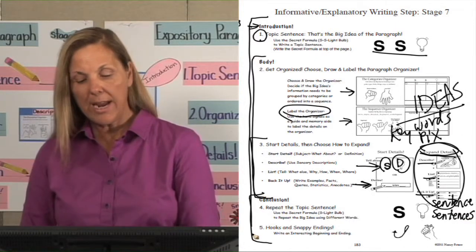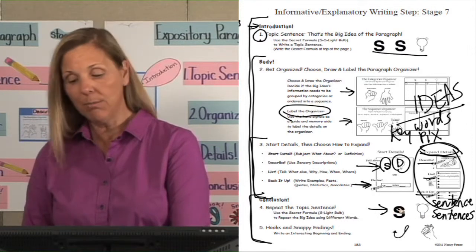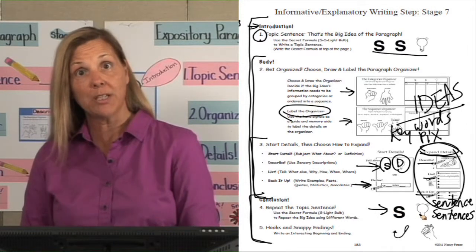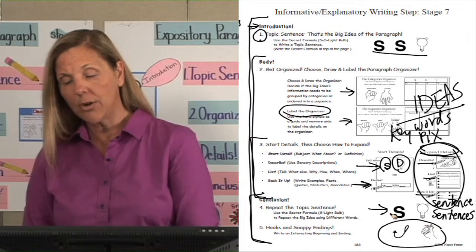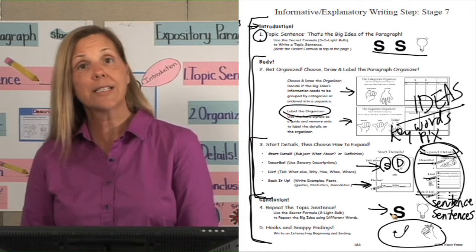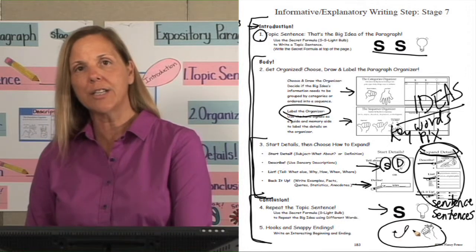And finally, we have our conclusion, and that's where we're going to have our S light bulb, subject, big idea, repeat with different words. That's in our conclusion, but notice also down here in our conclusion, we show the hook and snappy ending. This is where we're going to plan our hook and snappy ending.